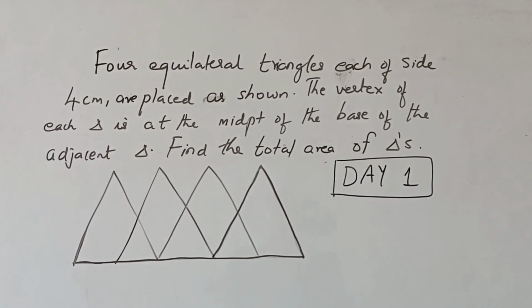Four equilateral triangles, each of side 4 centimeters, are placed as shown. The vertex of each triangle is at the midpoint of the base of the adjacent triangle. Find the total area of the triangles. This is our day 1 question. So, let us see how to figure this out.